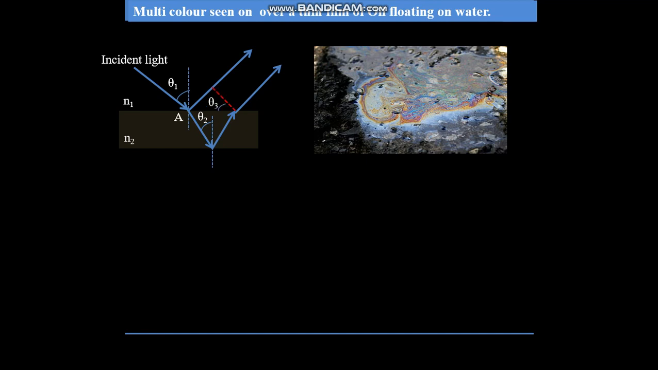Now let us see how. This is theta 3, theta 1 and theta 2, A, B, C, D, E and F. This is the thickness d of that particular film.